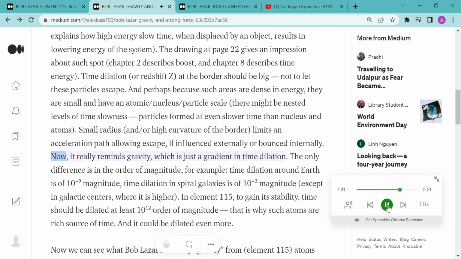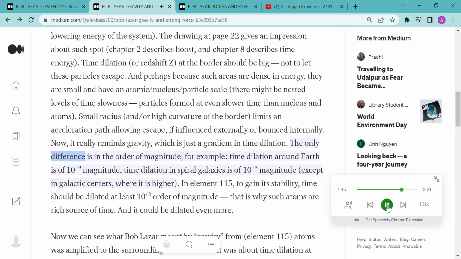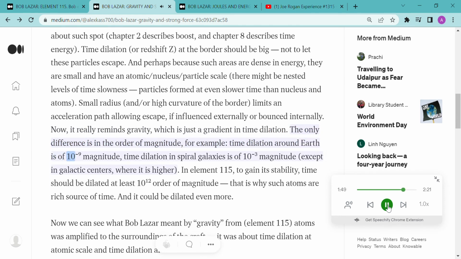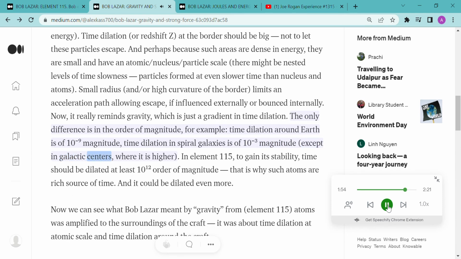Now, it really reminds gravity, which is just a gradient in time dilation. The only difference is in the order of magnitude. For example, time dilation around Earth is of 10^-9 magnitude, time dilation in spiral galaxies is of 10^-3 magnitude, except in galactic centers, where it is higher.